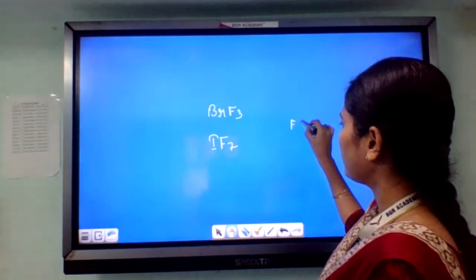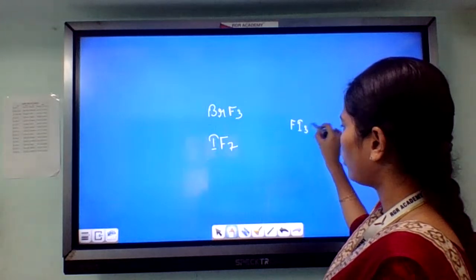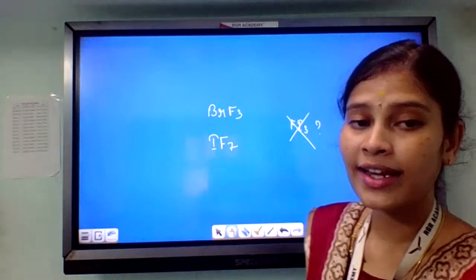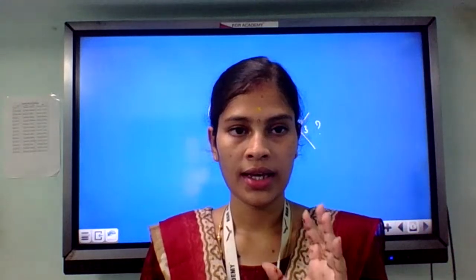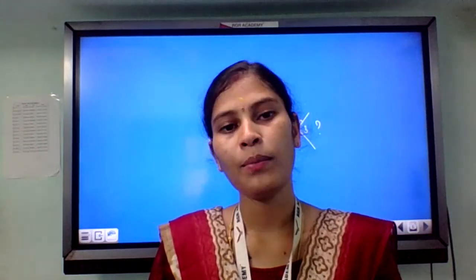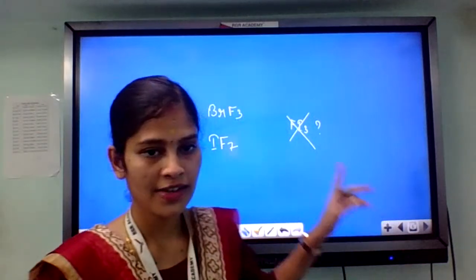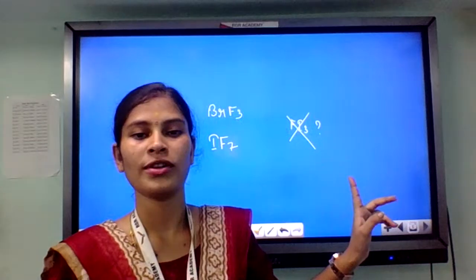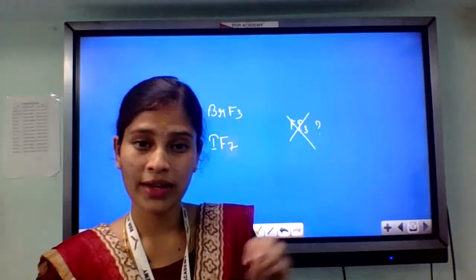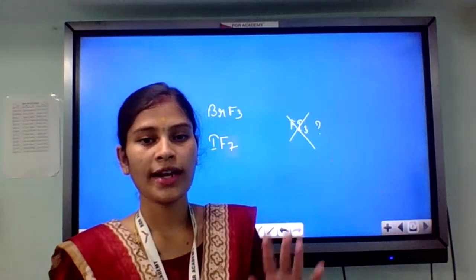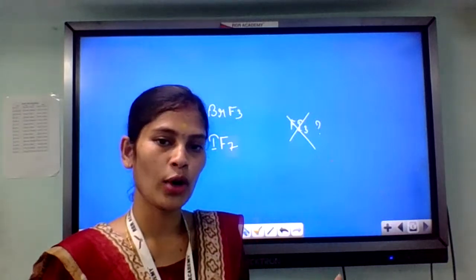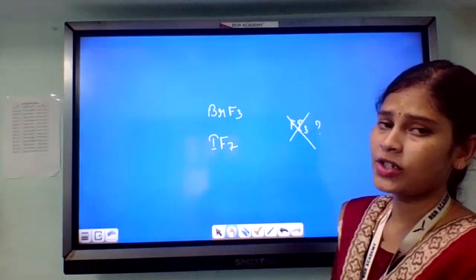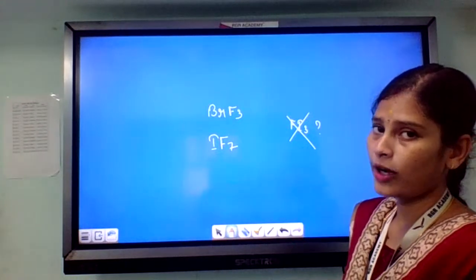If they are giving IF3, is it possible? No, it is not possible. What is the reason? You know very well that the central atom should be larger than the bonded atom. But here F is the central atom, I is a bonded atom which is larger than fluorine. So, this kind of compound will not be formed. Okay. So, the central atom should be larger than the bonded atom. And when it is treated with water, what are the products obtained?